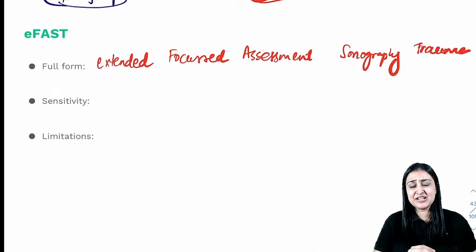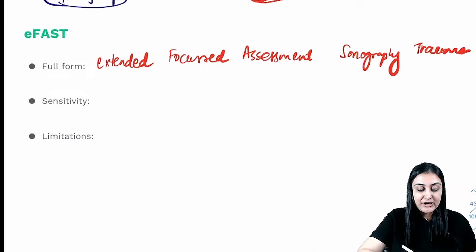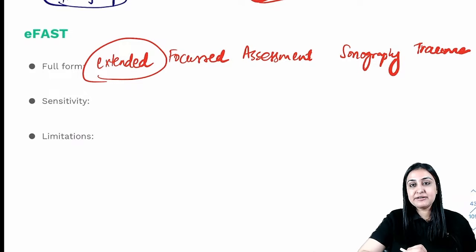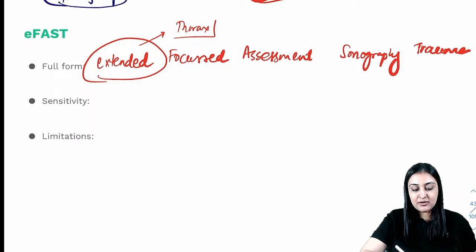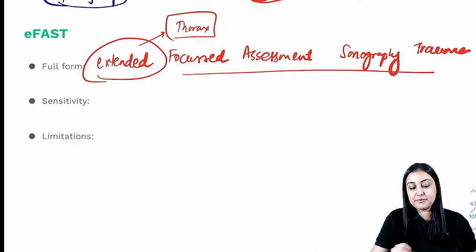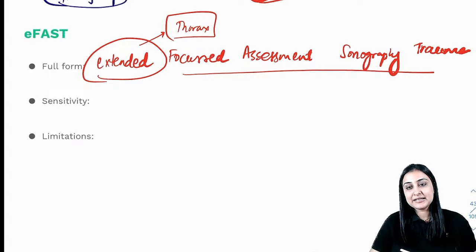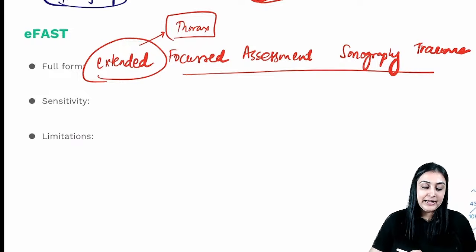This is something which has legitimately been asked 3 to 4 times in AIIMS over the last 10 years. You can't get the full form wrong. Okay. What is extended? Again a repeat question. FAST we understood. What did we extend? We extended by using the thorax. So FAST was when I was assessing the abdomen. Then I thought let us look at the thorax also. So it is called extended.